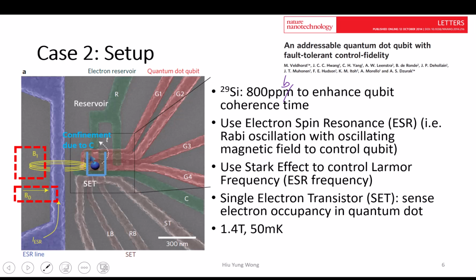This one we discussed last time already. It uses electron spin resonance, which means just the rapid oscillation, okay? With an oscillating magnetic field to control the qubit, yeah. It's supposed to be a clean isotope of silicon 28. You want it to be clean, but there's always some residue, right?